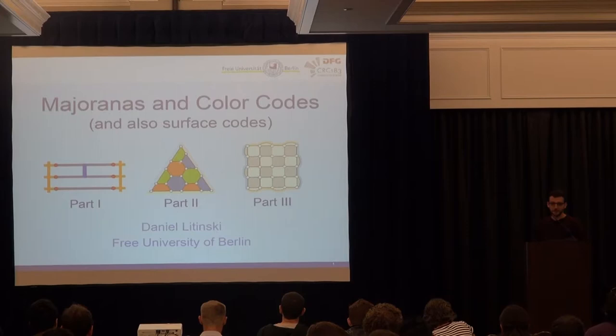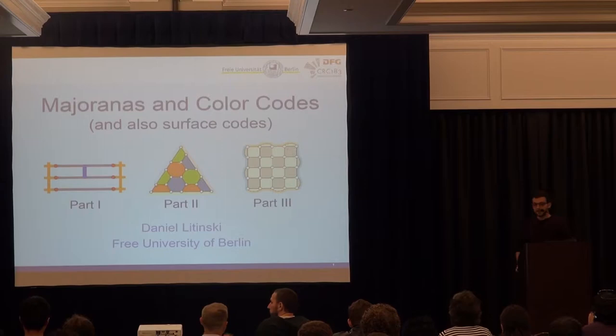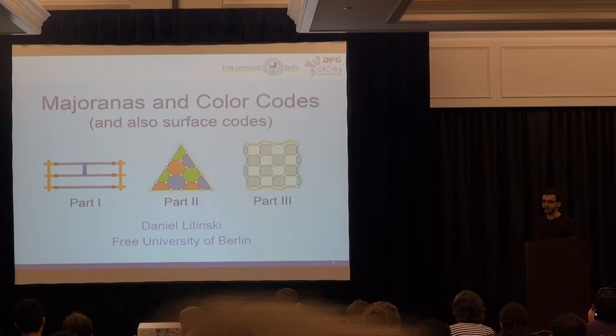And topological quantum computing really comes in two flavors. There's the quantum information approach that you're all familiar with, use topological codes for quantum error correction. But there's also a condensed matter approach, and that is to use topological phases of matter to build more error-resilient qubits. And the most prominent such approach is to use Majorana-based qubits.